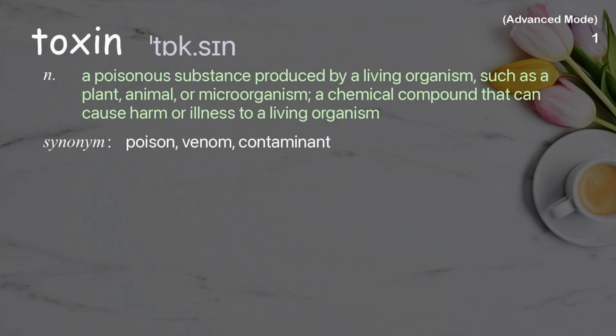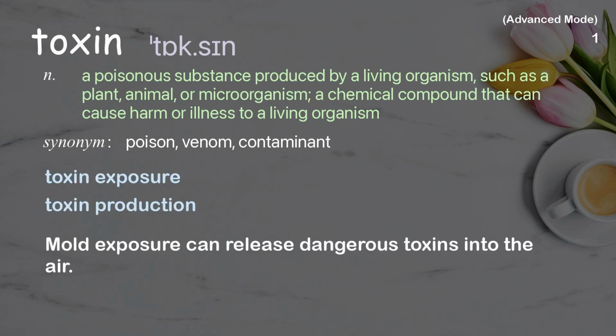Toxin. A poisonous substance produced by a living organism, such as a plant, animal, or microorganism, a chemical compound that can cause harm or illness to a living organism. Examples: Toxin exposure, toxin production. Mold exposure can release dangerous toxins into the air.